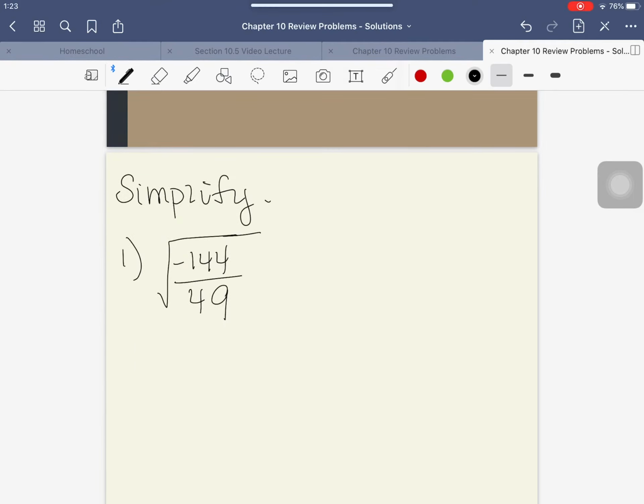All right, we want to simplify the square root of negative 144 over 49. So first, since this is a square root, we know that it's an even root. And whenever you have a negative under the radical and it's an even root, we can't simplify it. This one is not real.